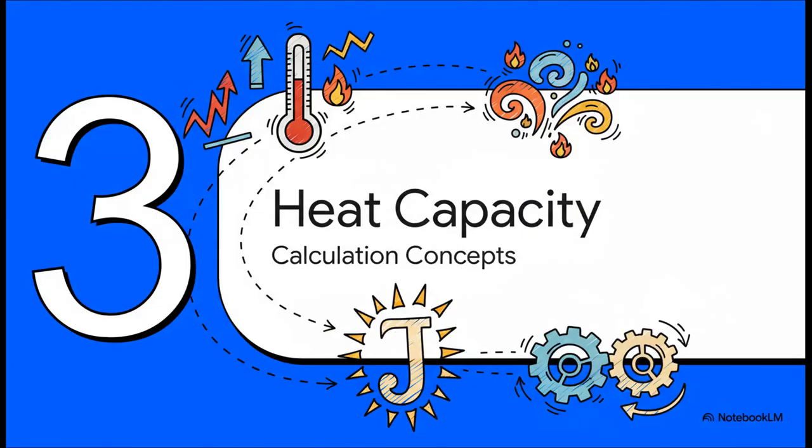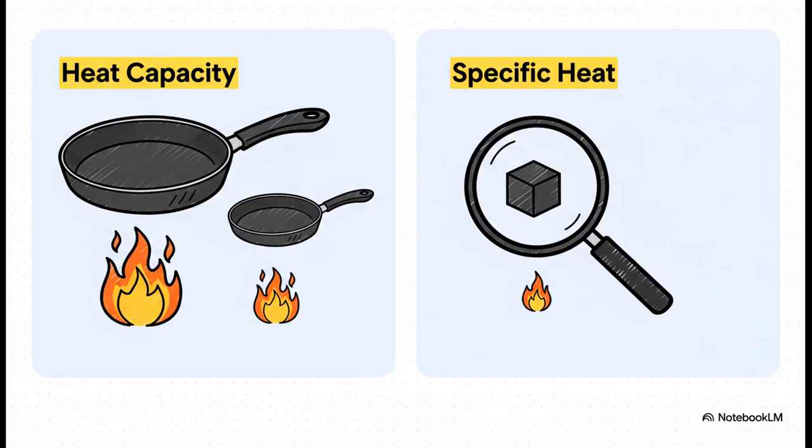Okay, so let's move on to the calculation part. We've measured a temperature change, right? But how do we turn that number into a specific amount of heat, something we can measure in, say, joules? Well, to do that, we have to understand 2 things, heat capacity and specific heat. This does a really great job of breaking down the difference. So heat capacity is all about the entire object. A huge frying pan is going to take way more energy to heat up than a tiny one, right? So it has a higher heat capacity.